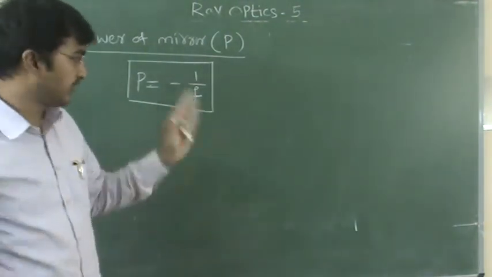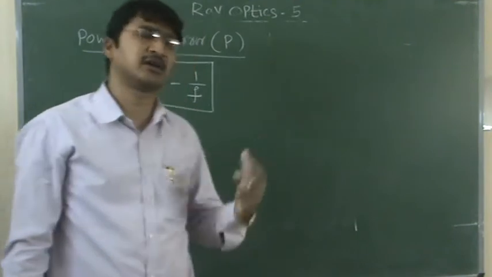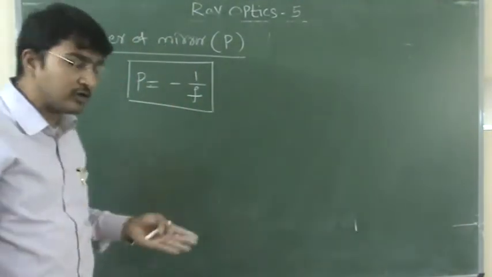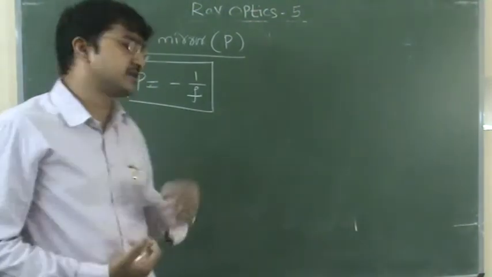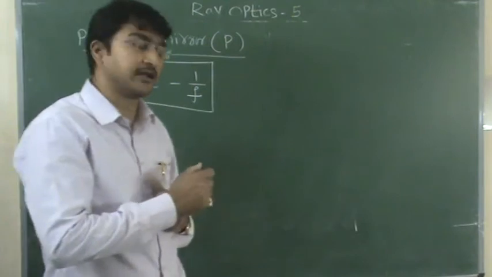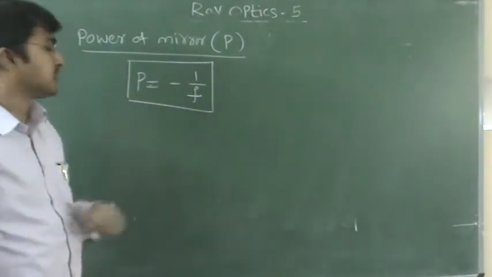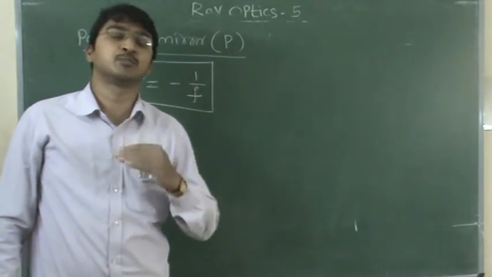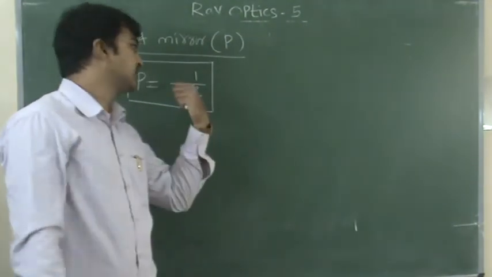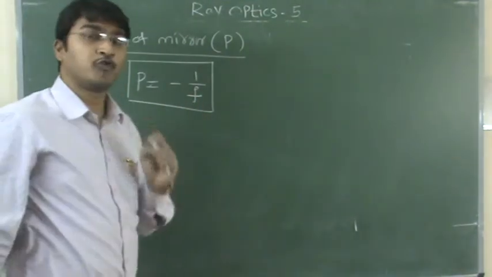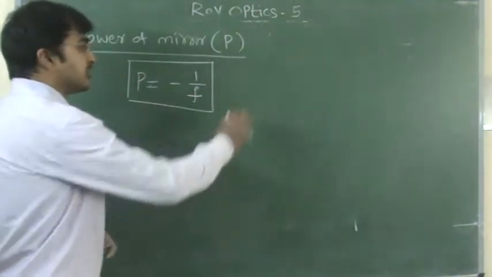I have given a clear explanation regarding it, but from the board point of view it's enough. If you want the detailed explanation, you can refer to the NCERT, otherwise just take it. With ray diagrams and everything I have given a number of examples. But basically power is the reciprocal of the focal length. In case of mirrors you will say minus 1 by f. Here f refers to the focal length.